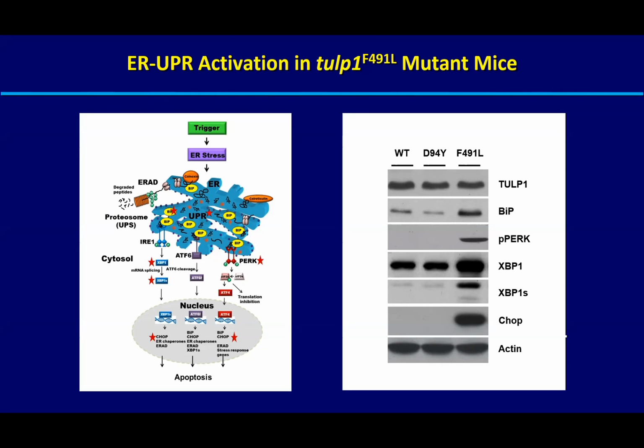So we went on to look at some of these markers, and we can see that these markers are much more highly expressed in the F491L mutants than they are in the D94Y mutants, which is what we expected to see. Next slide.